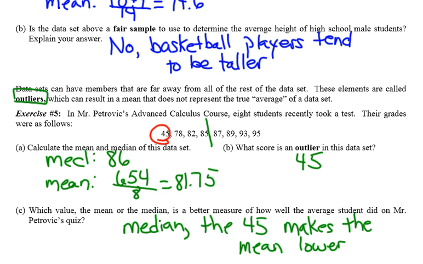Which value, the mean or the median, is a better representation? The median, because the 45, because it's so much lower, is going to make your mean lower, right? There's a 4.25 point difference there. So the median is going to be more representative.